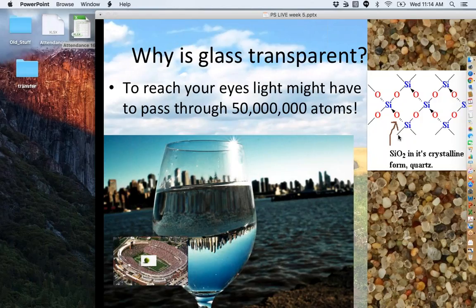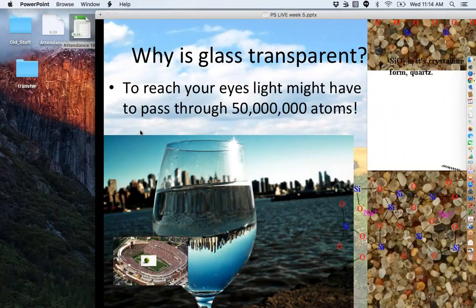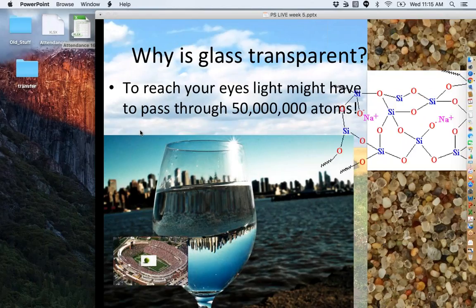So glass would have a structure not so much like the one I just showed you, but a little bit more like this. Might be some sodium in there. It's not quite so even or so routine. It's a little more broken up. But still, it's mostly silicon and oxygen. And silicon and oxygen happen to not interact with light.